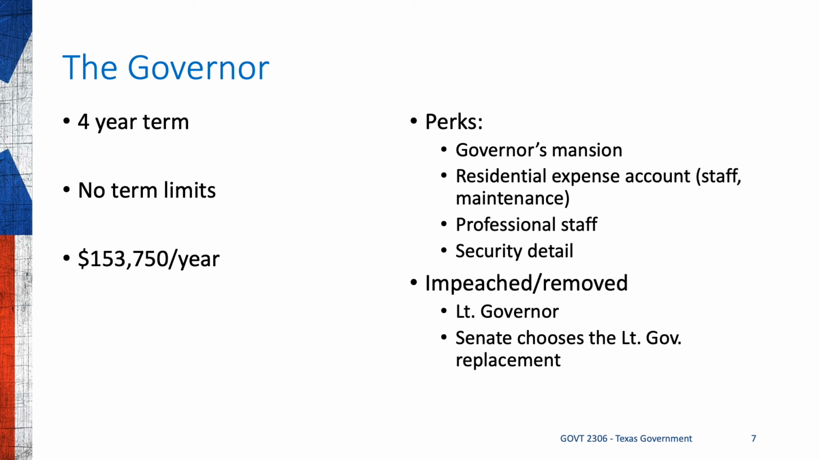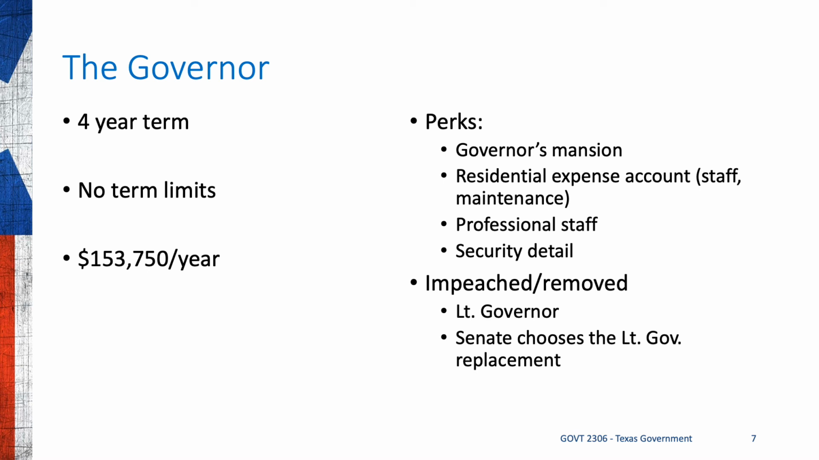Now the governor serves a 4-year term. He or she does not have any term limits. The pay for governor is $153,750 a year. This is a full-time job. This is not something where you have to have another part-time job or another full-time job on top of it.